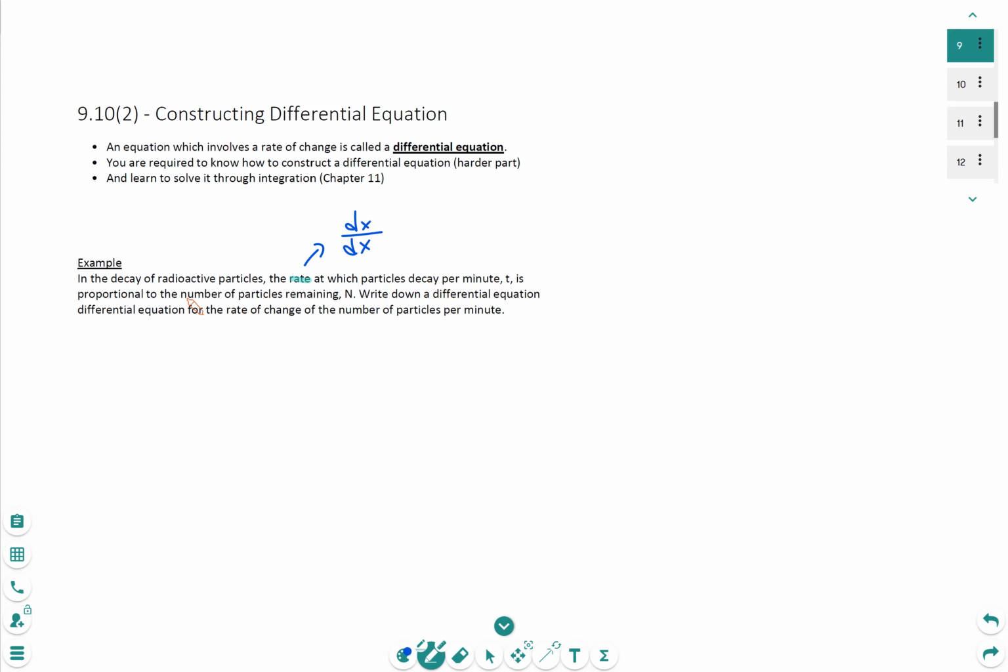Let's use d something by d something. The rate, a differentiation fraction, at which particles decay per minute is proportional to the number of particles remaining, n. Proportional, remember? So the particles are n, so dn by dt, because we are measuring the rate of the particles n over time, equals k, proportional, times the number of particles remaining, kn. But it's a decay, so it's a negative.